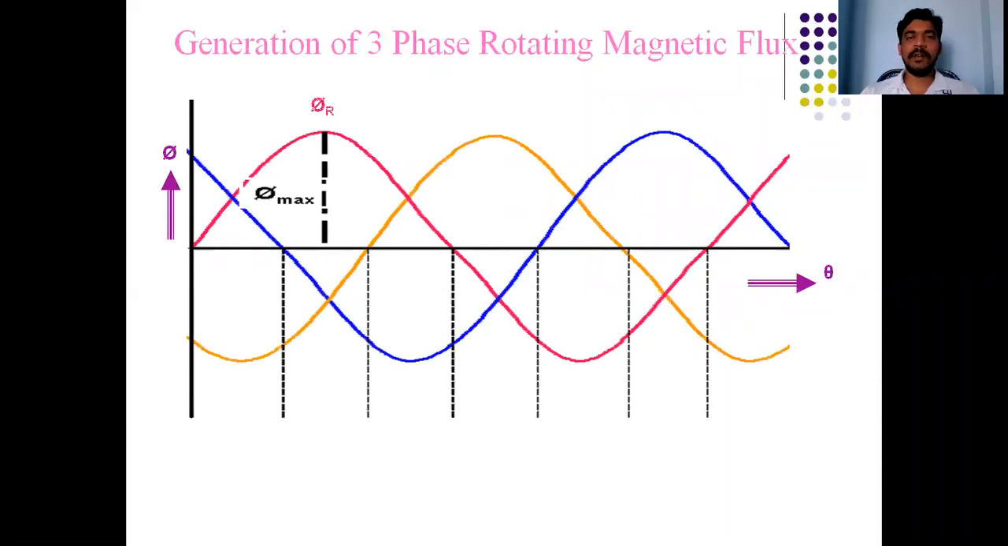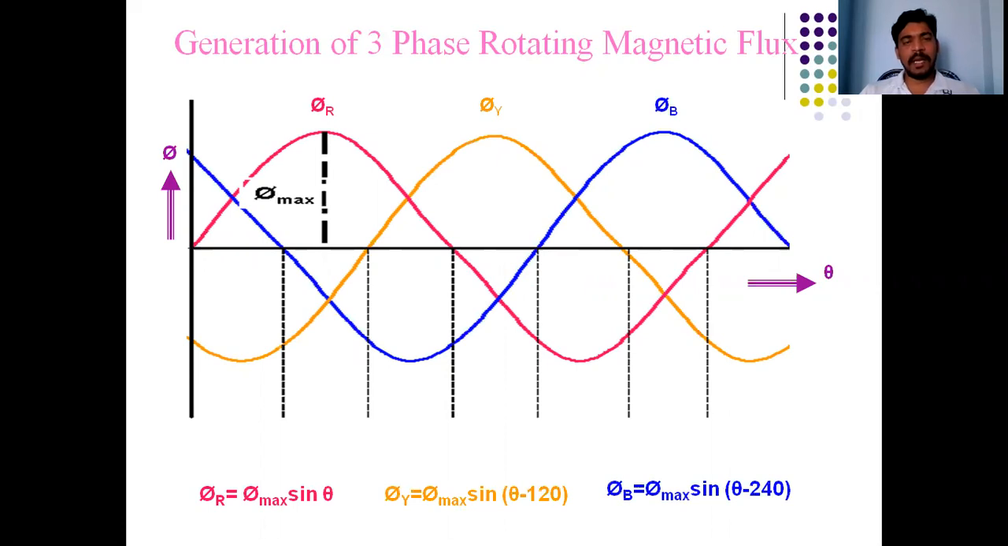See, generation of rotating magnetic field here. We are taking a three-phase supply. φR, φY, φB are the fluxes produced by the R phase, Y phase, B phase respectively. These three phases produce three different fluxes. These fluxes are 120 degrees electrically separated.